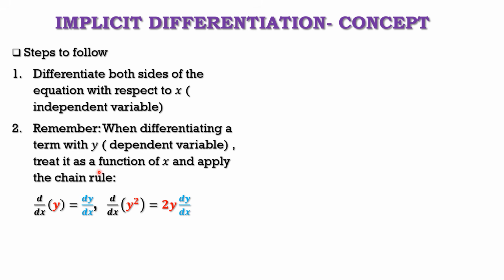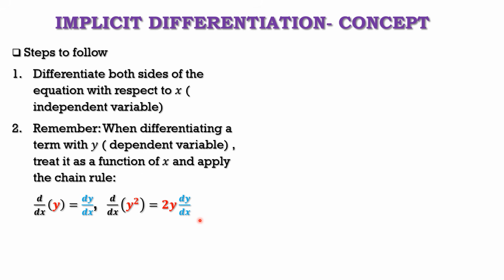So how do we apply step 2? We have d/dx of y. It means we are going to differentiate y, where y is the dependent variable. So if we are differentiating y, the result will be dy/dx. And we can also differentiate y squared, with y being the dependent variable, as 2y dy/dx.